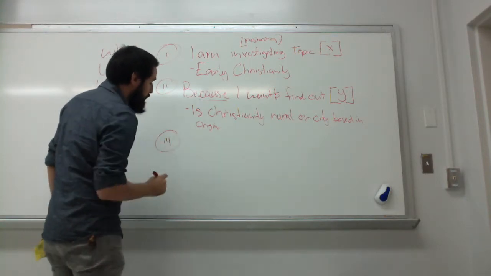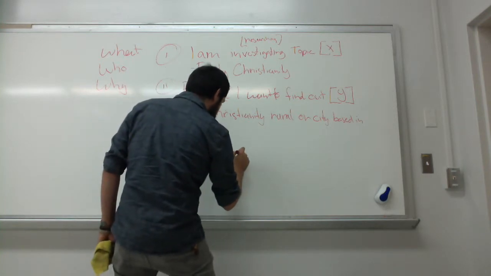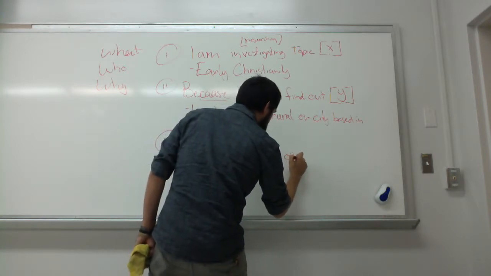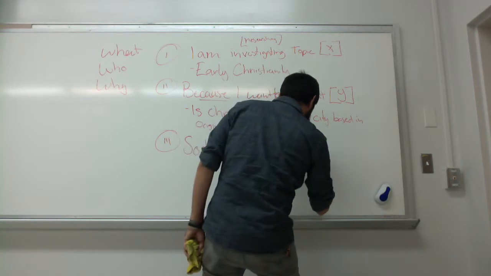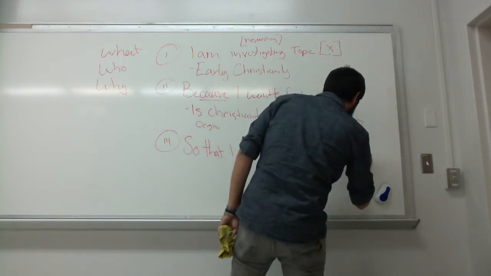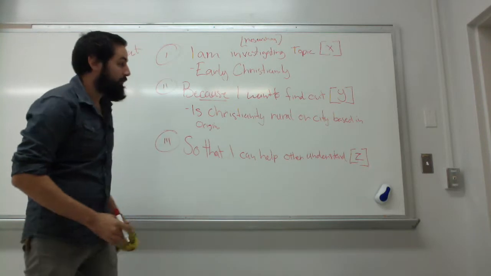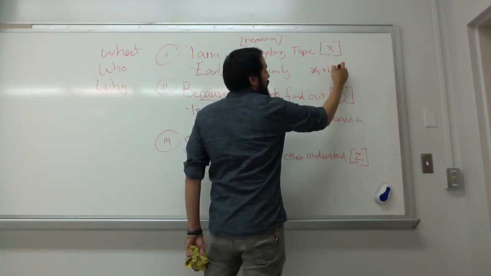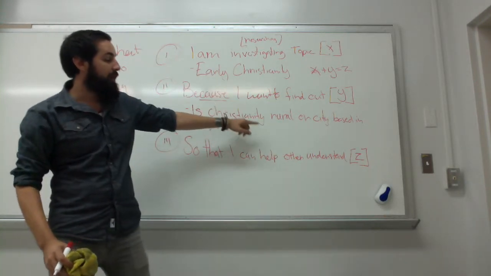Then we've got question 3. This is another important one, which is: so that I can help others understand Z. So we have our basic formula, which is not plus, but X plus Y equals Z. This gives us our purpose. This is where we're starting, what we want to find out for this reason.